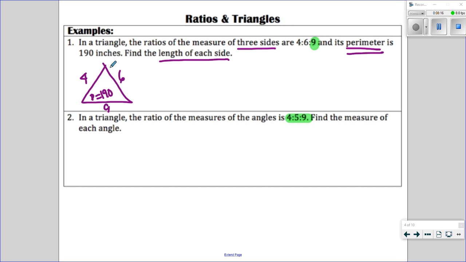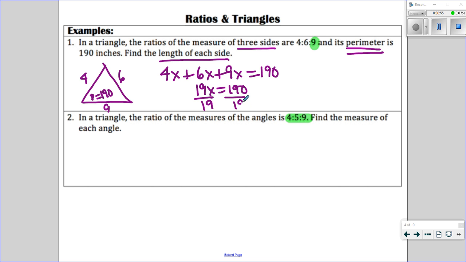But in this case, since this is a ratio, that doesn't mean we do 4 plus 6 plus 9 and find whatever number. They gave us a perimeter. That means we need to find that constant factor that we apply to find the sides. So in order to do that, we have 4x plus 6x plus 9x equals 190. That x that we need to find is going to be our constant factor in order to find the sides. So that will give us 19x equals 190.